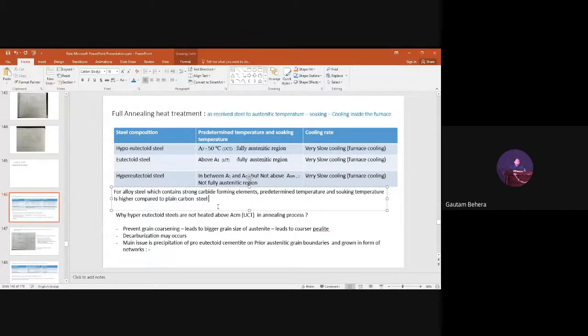So all we want is that this carbide should get dissolved into the austenite matrix. Our priority is to form a homogeneous austenite phase. To make the austenite homogeneous, we need to dissolve these strong carbides like vanadium, titanium, niobium carbides, right? So unless you go to a very high temperature, it will not dissolve.